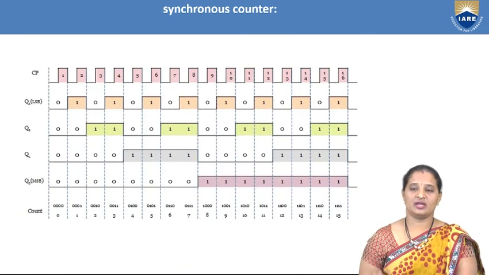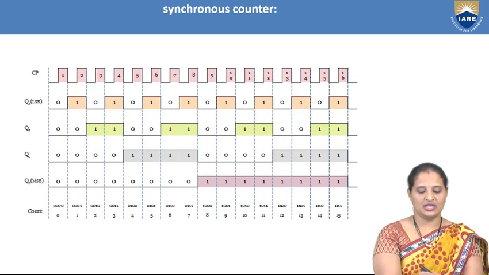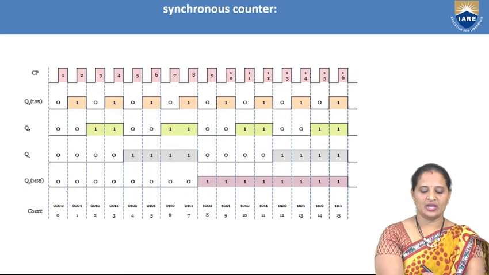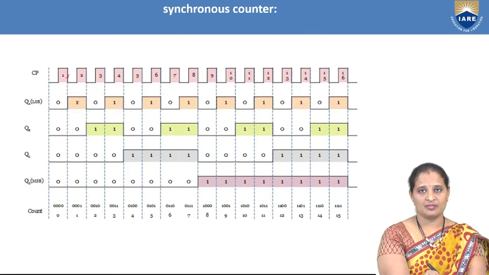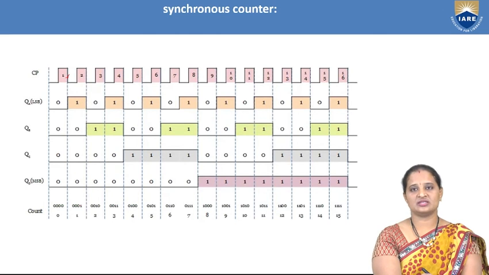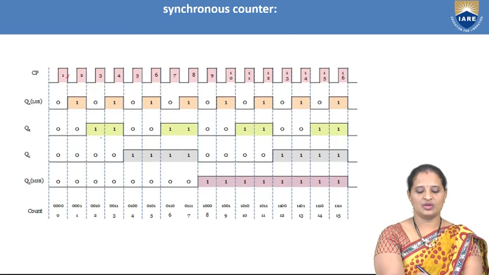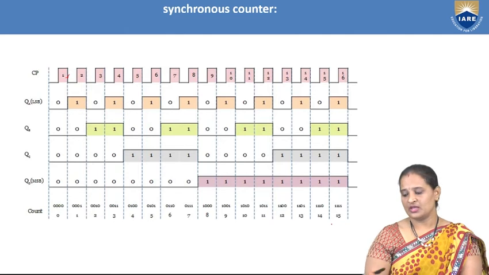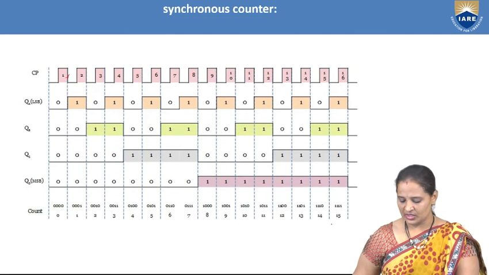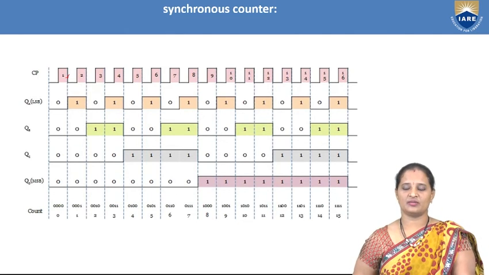So, this is the timing diagram. Initially 0, 0, 0, 0, and during the negative edge of the clock, the first flip-flop changes its state because it is connected to logic 1, and all the remaining stay in the same state 0, 0, 0. So this is the number of states that a 4-bit synchronous up counter can go through, and the operation is similar to the 3-bit synchronous up counter.